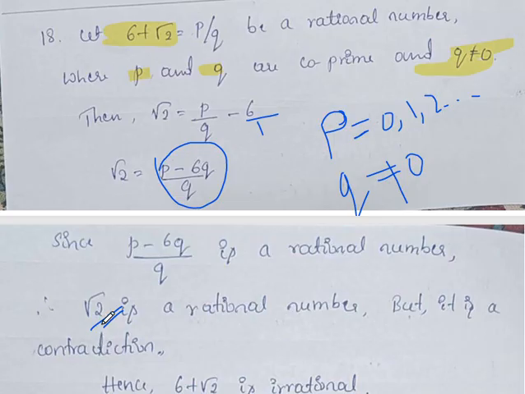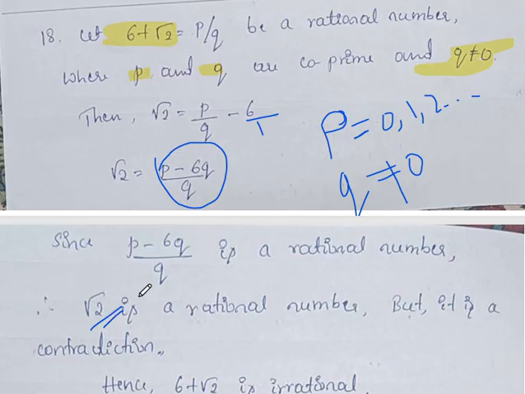So the root 2 value will be 1.something, and that will be a non-terminating decimal expansion. So it is an irrational number.